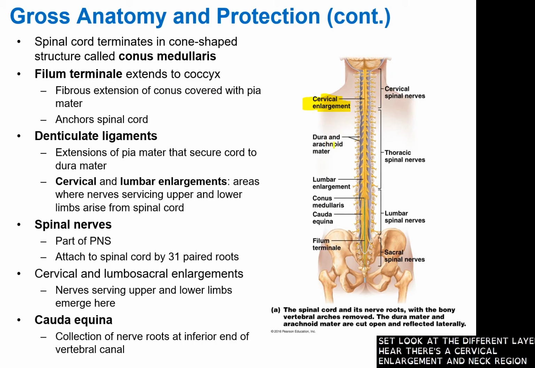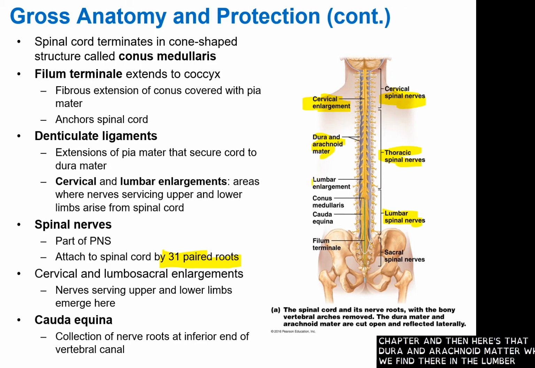So here's the thoracic spinal nerves, the cervical spinal nerves, and the lumbar spinal nerves. So just referring, there are 31 pairs of spinal nerves here, and those spinal nerves will come up again next chapter. And then here's that dura and arachnoid matter that we find there.